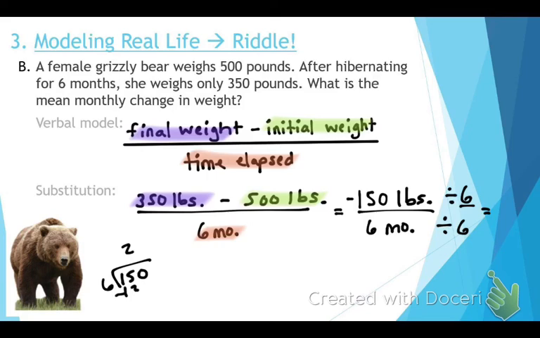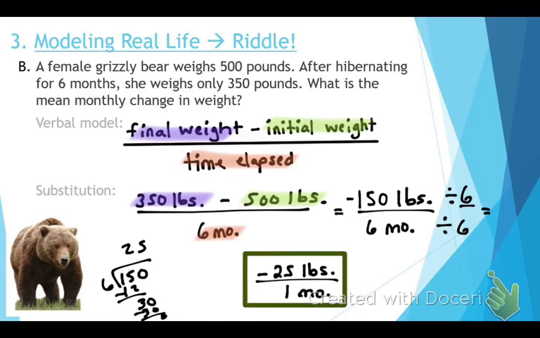All right, guys, as you did that, what is 150 divided by 6? 25, very good. Now let's go back over here. It was a negative divided by a positive, so my answer has to be negative. So it's negative 25 pounds per how many months? 1. Look at that bottom right here. We did 6 months divided by 6. What is 6 divided by 6? 1. So that means per 1 month. So every month she lost 25 pounds, and that's how at the end she only weighed 350.